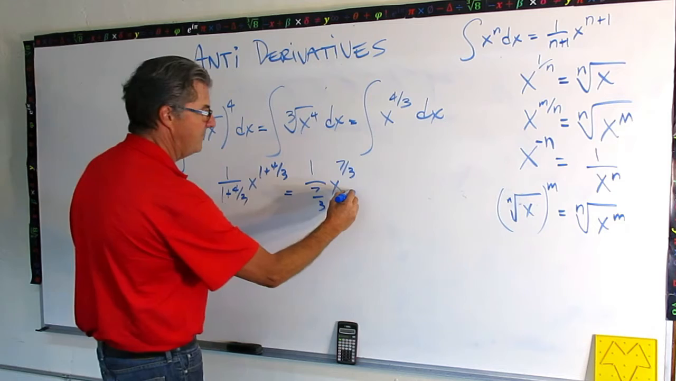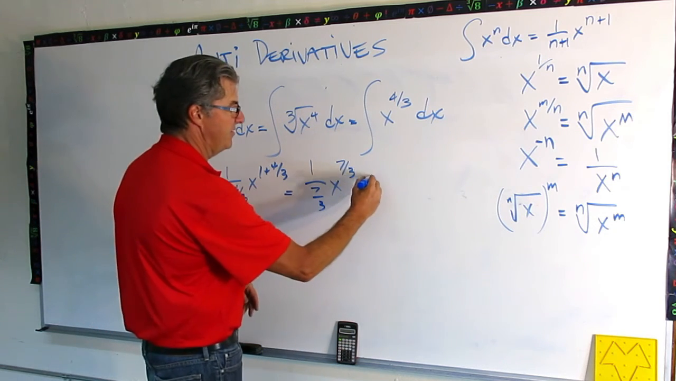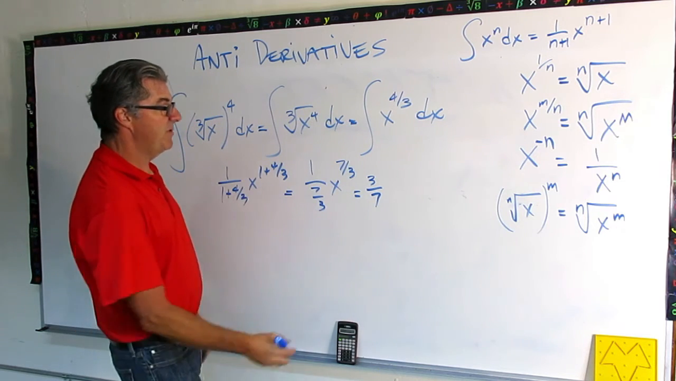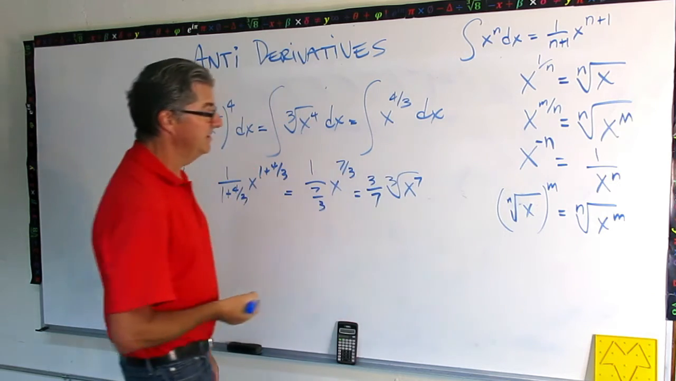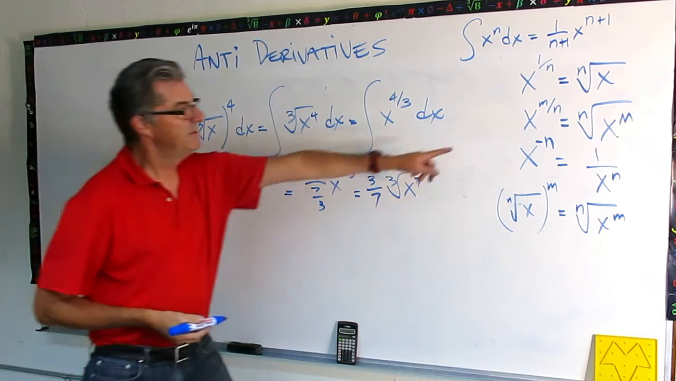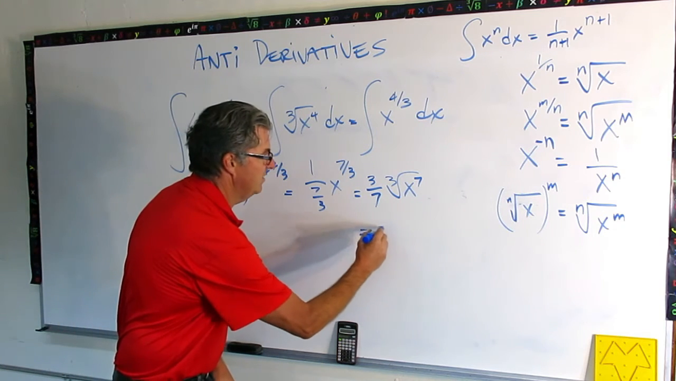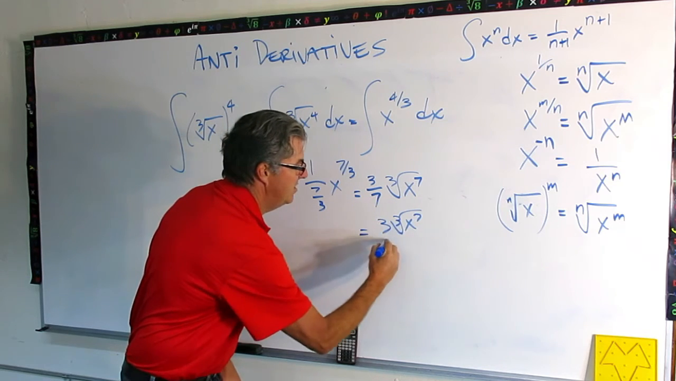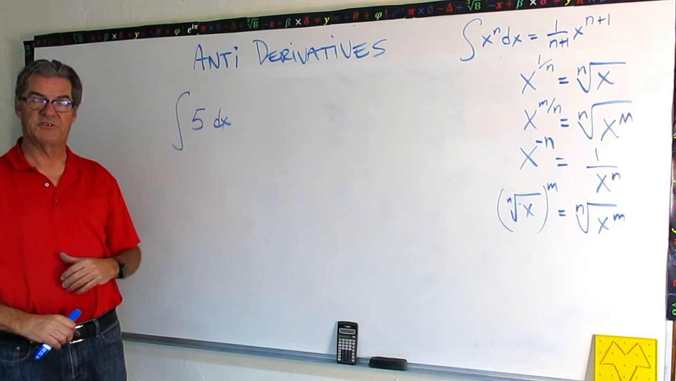Let's do another step. 1 over 7/3, flip the bottom and multiply, is going to be 3/7. x to the 7/3 power is the third root of x to the 7. Okay, I'm just using this exponent rule there. Now let's just clean it up and make it look better. 3 times the third root of x to the 7 over 7. That's our answer.